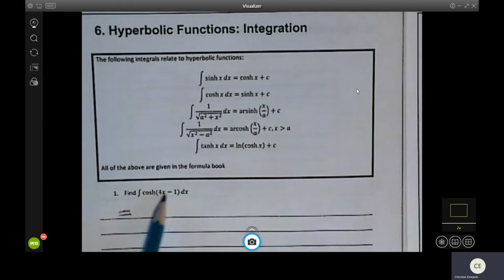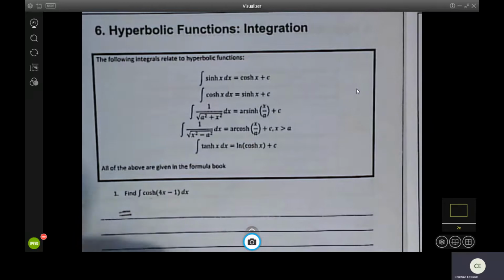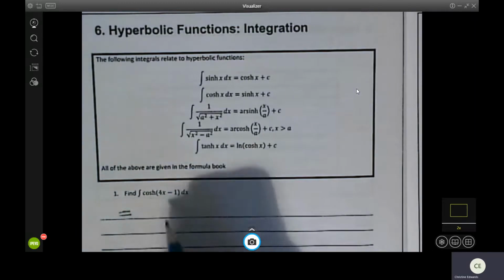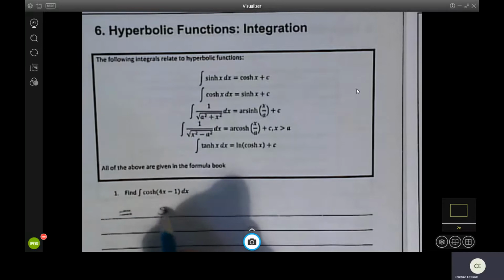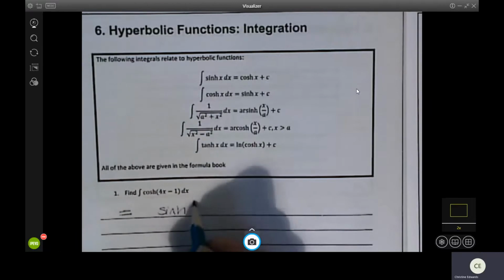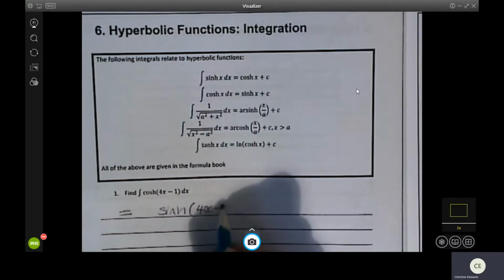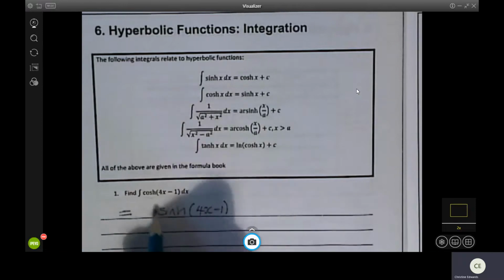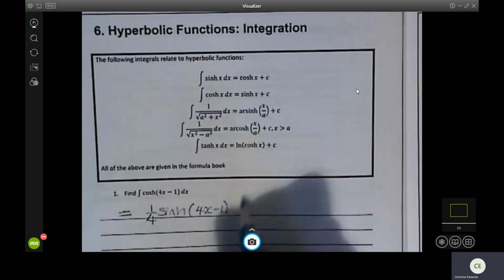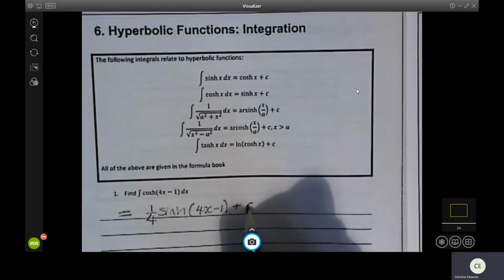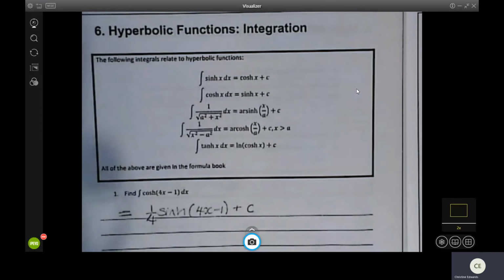You'll see that we've got a 4x minus 1 sitting inside the function, so it is a chain rule in reverse. Cosh integrates to sinh of 4x minus 1, and I divide by the differential of the bracket. So using my formula book to remind me of the results and applying my chain rule backwards, I come up with the result that we've got here. So that's a nice straightforward one.